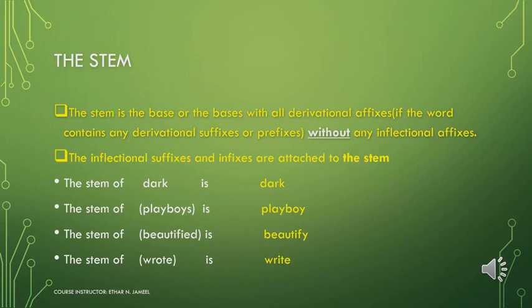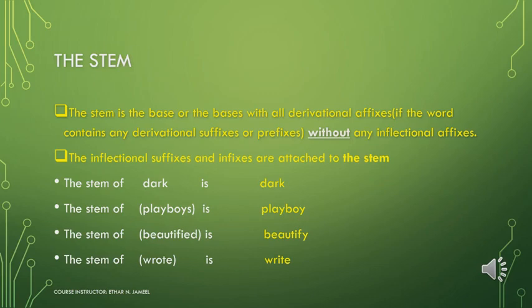Another word is playboys. Playboys is a word that consists of three morphemes: play, boy, S plural. Play and boy are free morphemes. S is a bound morpheme. Play and boy are bases because they carry the principal meaning of the word playboys. So they are bases, free bases. S is a bound morpheme and it is an affix.